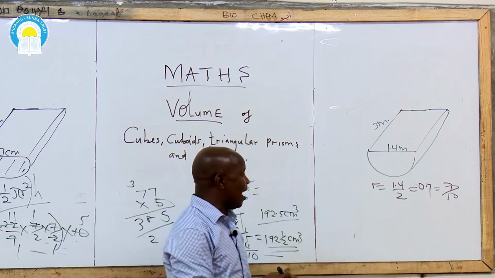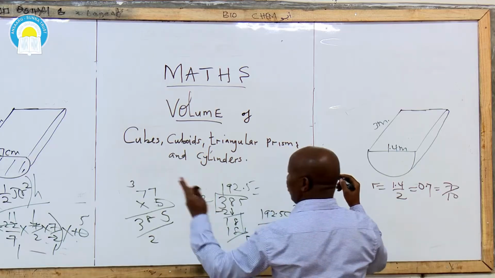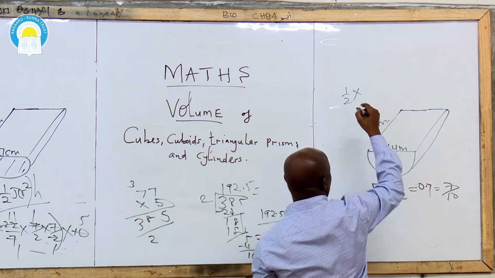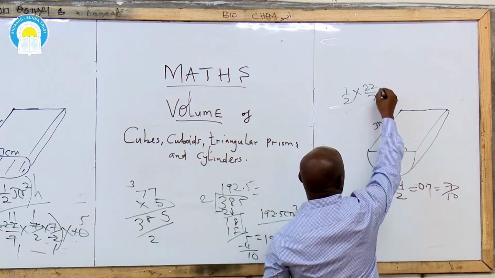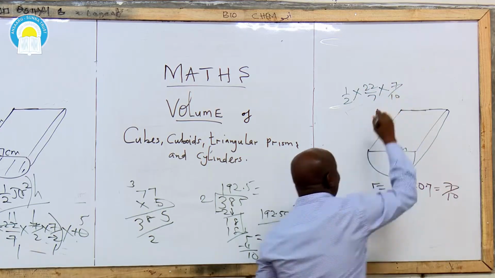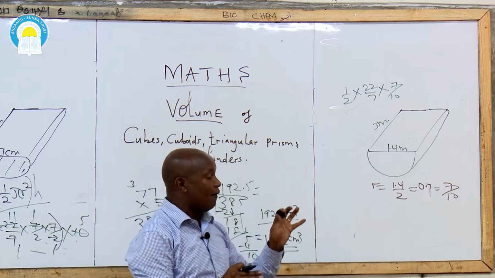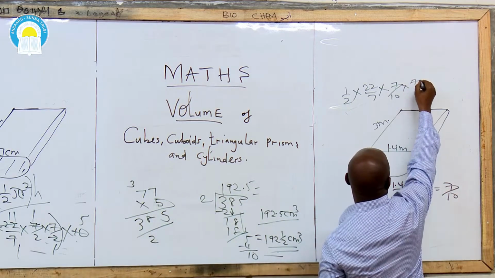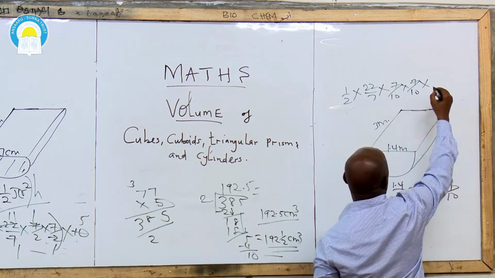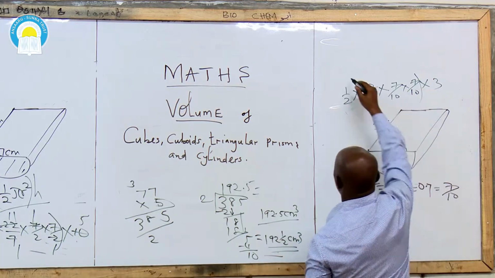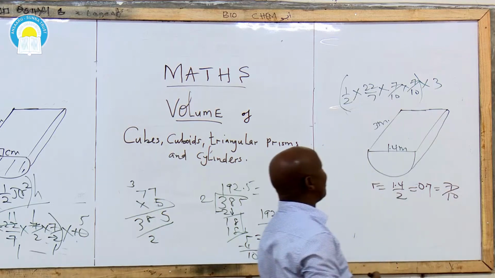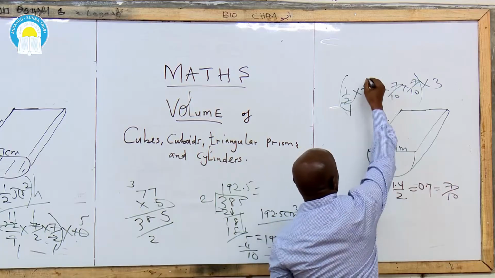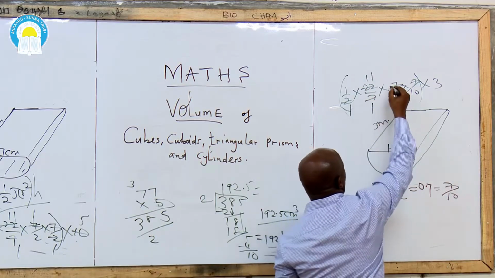So now, area of a semicircle, which we said is half πr squared. Now we have a half. Pi is 22/7. Radius now we are using 7/10 instead of using 0.7 to avoid confusion of the students. Times again 7/10, then times the length, which is now 3 meters. This is now the base area, the area of the cross section, multiplied by the length. When you simplify by 2, 1, by 2 here we get 11. By 7, 1, we get 1.